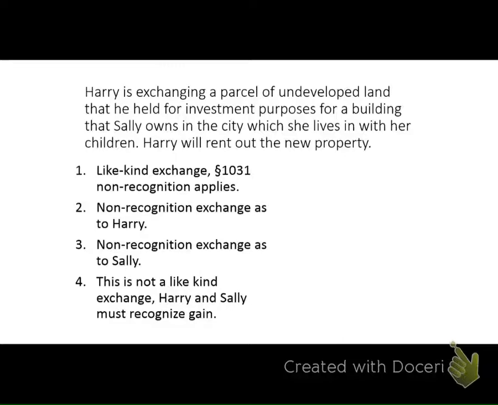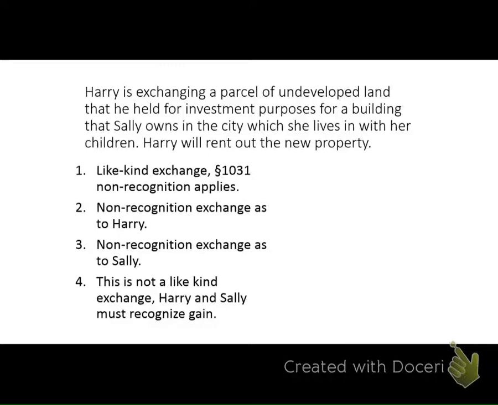Then we have to look at Sally. We've already covered the like-kind issue. Sally also is exchanging like-kind property for like-kind property. So we have to look at Sally's holding requirement and whether she satisfies it. Sally is exchanging a building that she owns in the city in which she lives with her children for a parcel of undeveloped land in, we don't know if it's in the country, but undeveloped land.